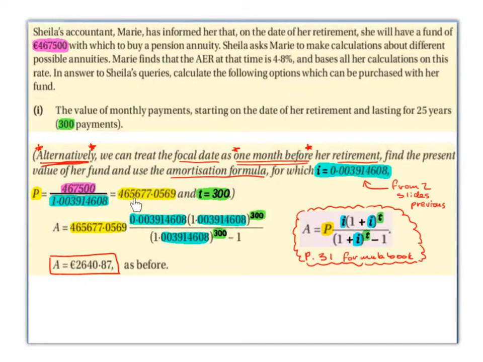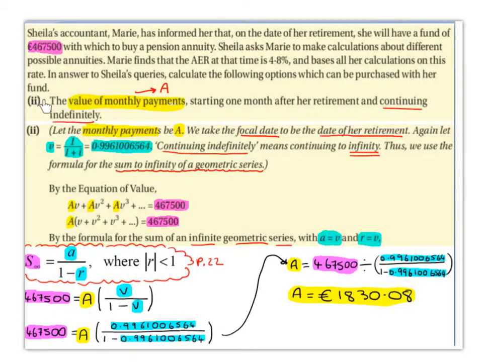This gives us 465,677.0569. So we're going to sub that into the formula in place of P. And we're going to let T equal 300. So both of those T's will be 300. And the i's, the 3 i's, will be 0.003914608. And into the calculator we get €2,640.87 as before.